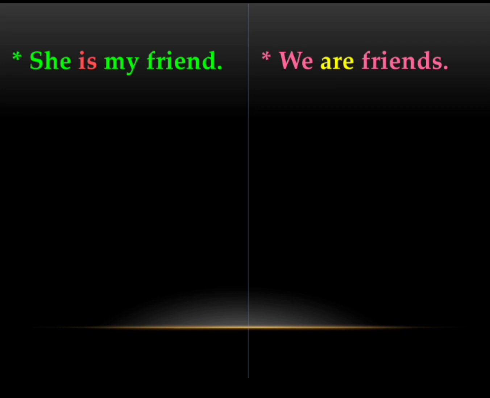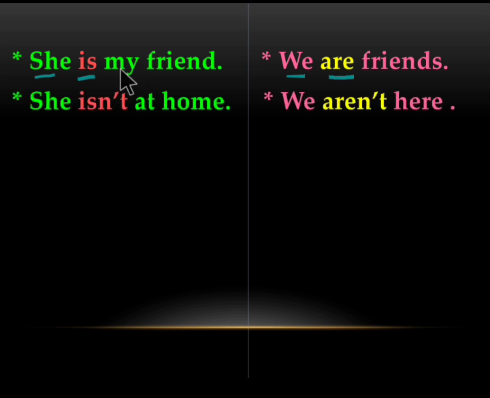Next, let us have a look at a few examples using the singular be verbs, plural be verbs. She is my friend. Here is the singular be verb because she is singular. Here we are friends. We is the plural noun and so we use the plural be verb are. She isn't at home. This is the negative form. She is singular, so we use isn't. We is plural, and so we use aren't.